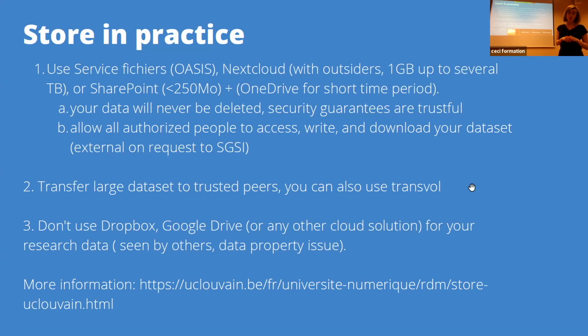If you have to transfer a large data set to trusted peers, you can use Transvault, which is also a solution offered by the university. And never use Dropbox or Google Drive for your research data, because we have no guarantee that they are not going to look at your data to use them, or that your data will be deleted. So it's really important to use the UCLouvain solutions.